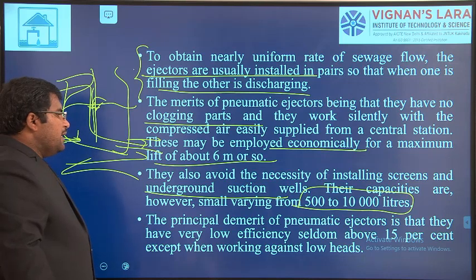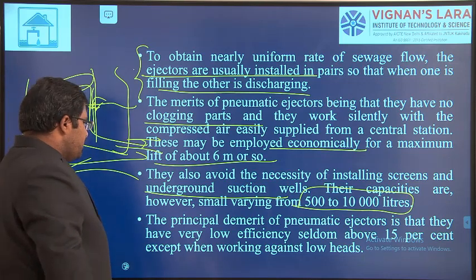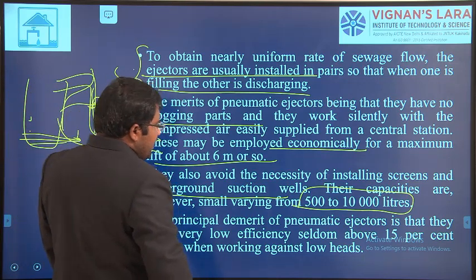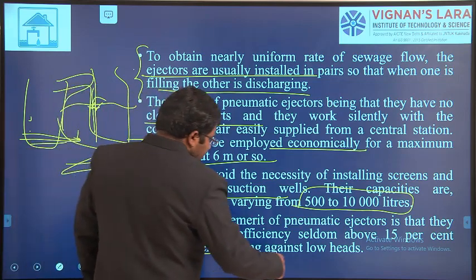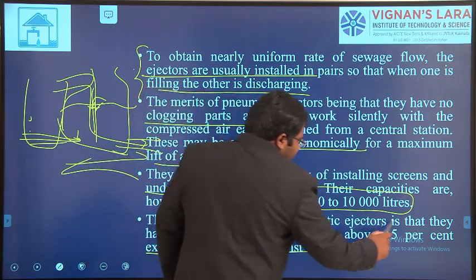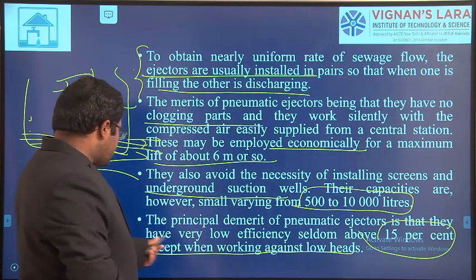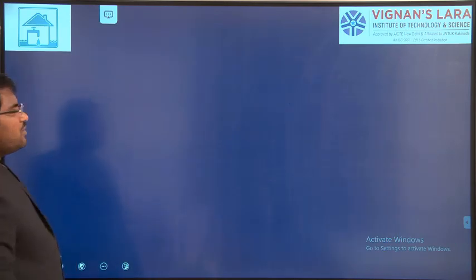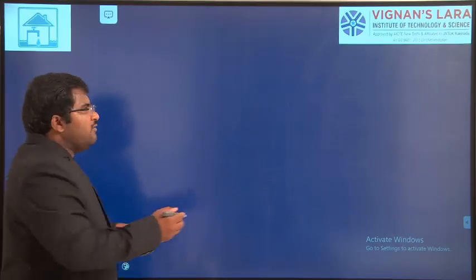The principal demerit of pneumatic ejectors is that they have very low efficiency, seldom above 50% when working against heads. Okay, it is having only 15% efficiency. So this is all about pumping of sewage.